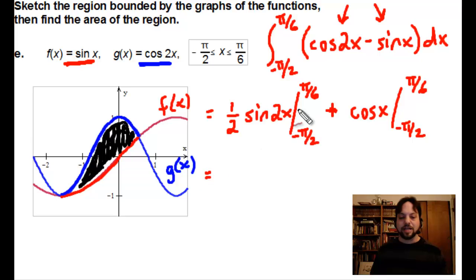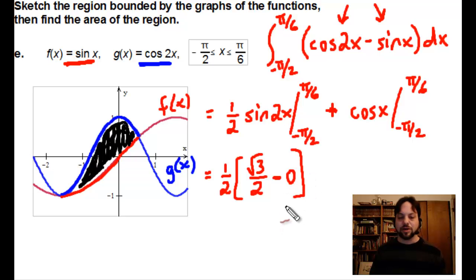So if we go ahead and plug some things in here and do some fundamental theorem of calculus, what we'll end up with is 1/2. Well, when I plug pi over 6 in here, what I'm actually going to end up with is the sine of pi over 3. Sine of pi over 3 is, of course, square root of 3 over 2. And when I plug in negative pi over 2, that'll be the sine of negative pi. That is just 0. So there it is for the first part of our integral.